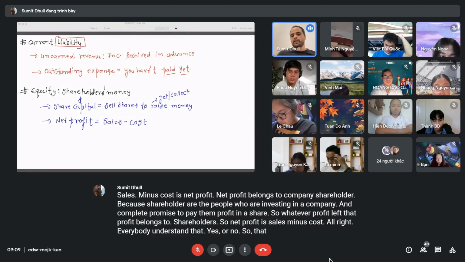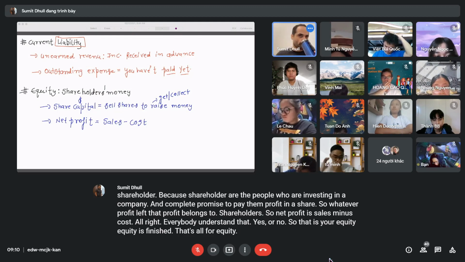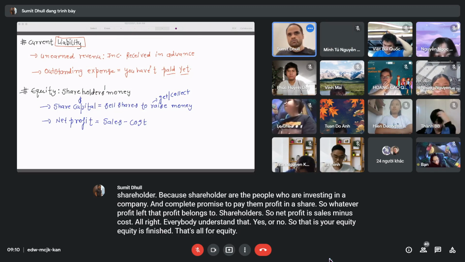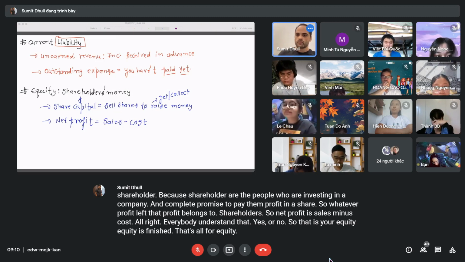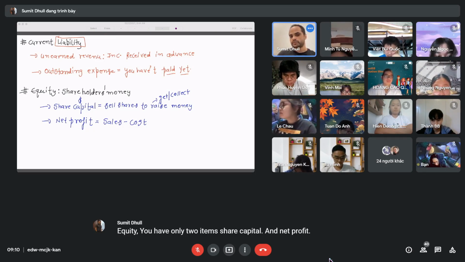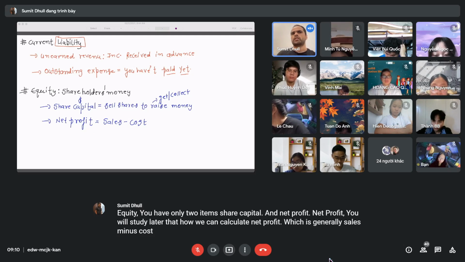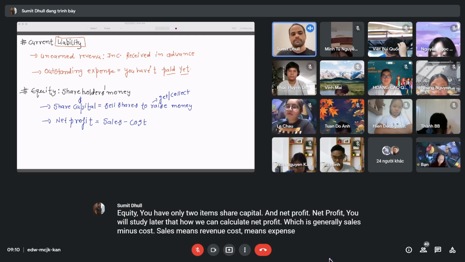So that is your equity. Equity is finished. That's all for equity. In equity, you have only two items, share capital and net profit. Net profit, you will study later how we can calculate, which is generally sales minus cost. Sales means revenue, cost means expense. So revenue minus expense.